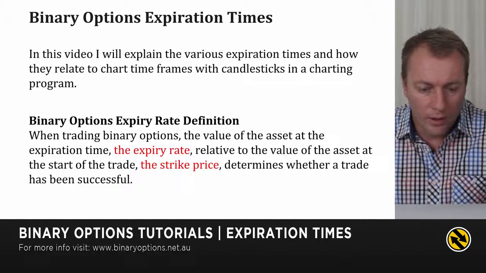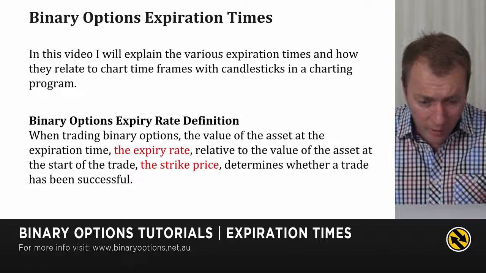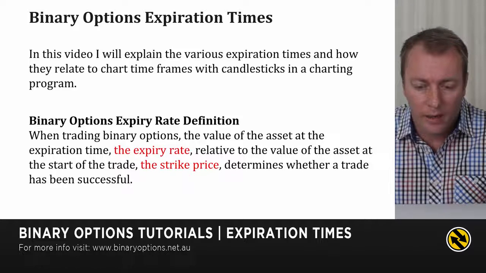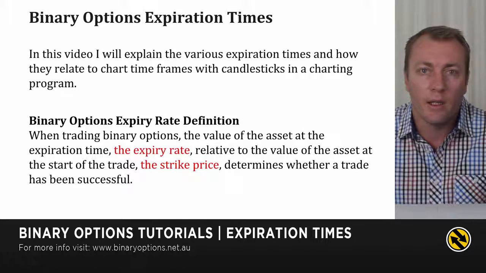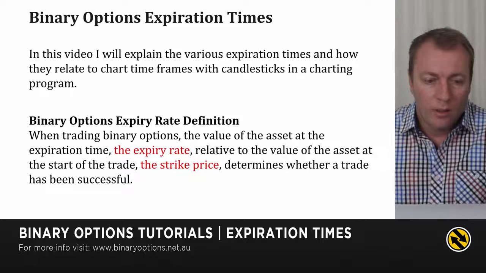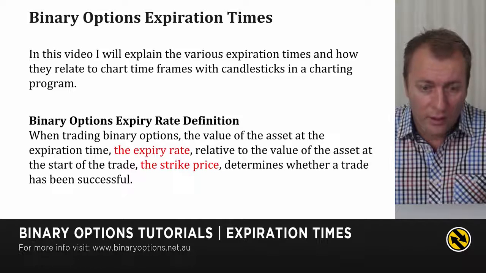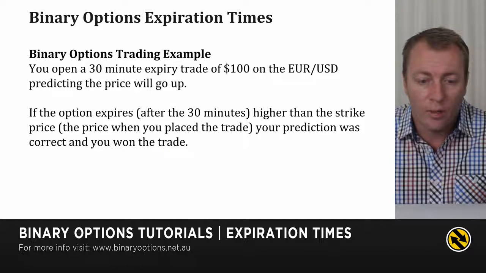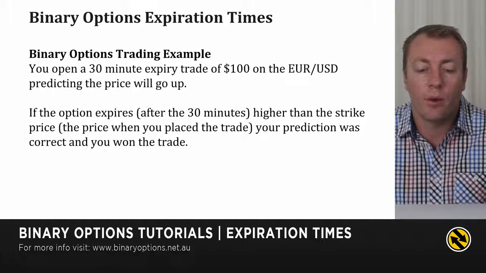So a binary options expiry rate is defined by, when trading binary options, the value of an asset at the expiration time, the expiry rate, relative to the value of the asset at the start of the trade, the strike price, determines whether a trade has been successful. So we'll go through an actual example of how the expiration time contributes to the overall picture of actually placing a trade with binary options.